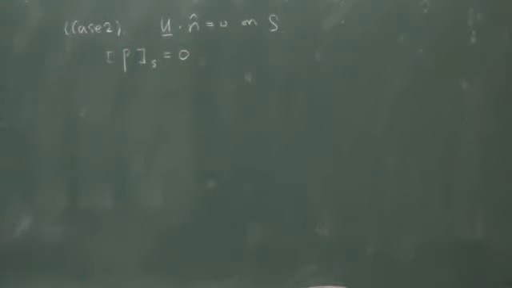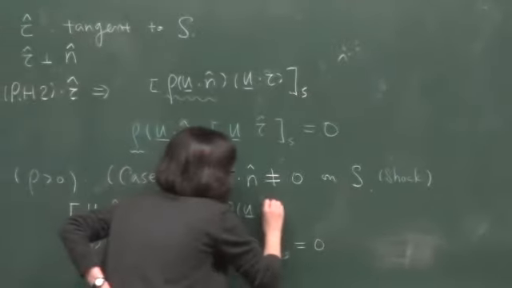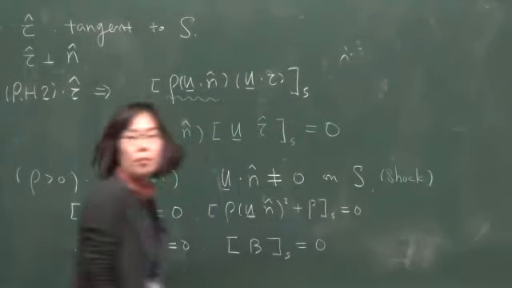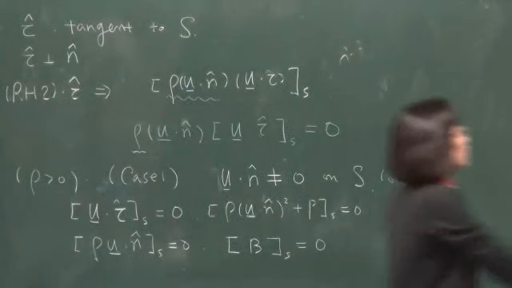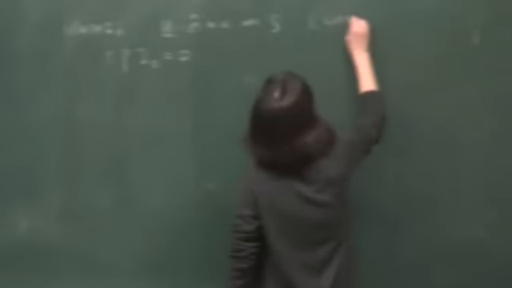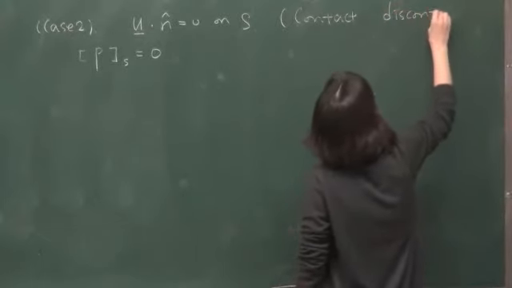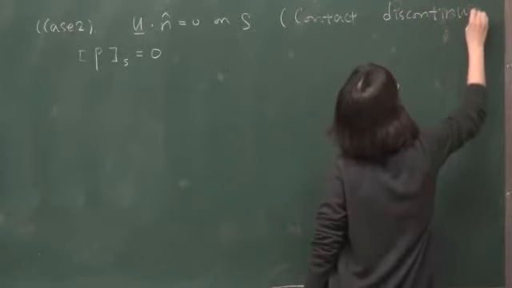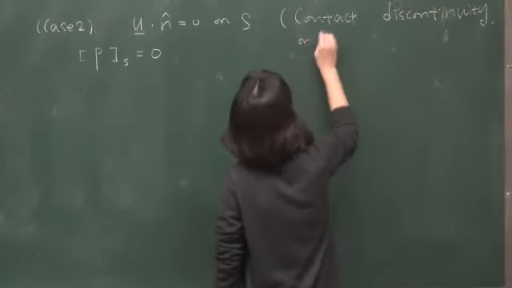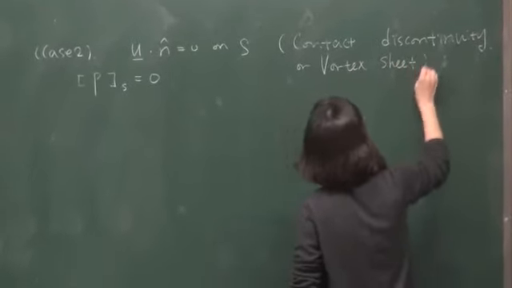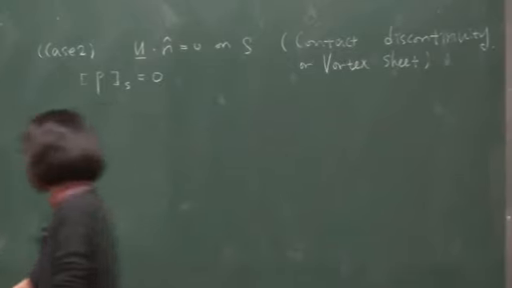Okay. Actually, I missed something. For this condition, I also have another thing. So the second case gives you a vortex sheet. Or I normally use the terminology contact discontinuity. Or vortex sheet. So let me give you a picture to give you the idea for the difference between those two.